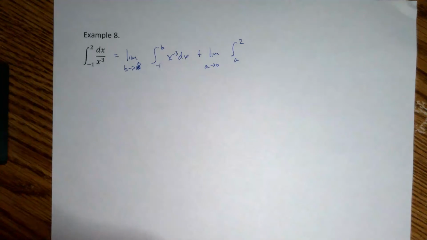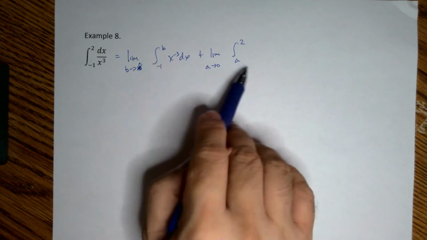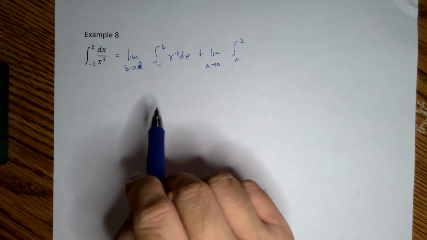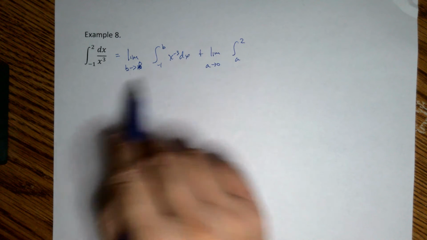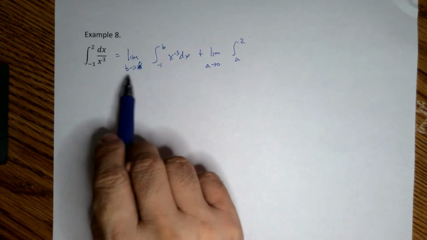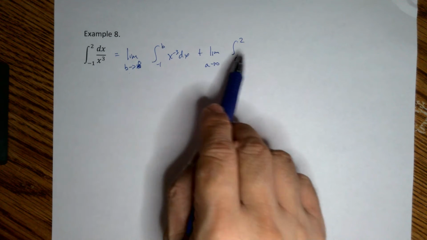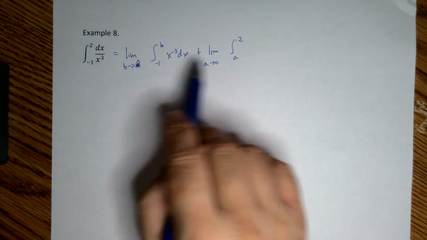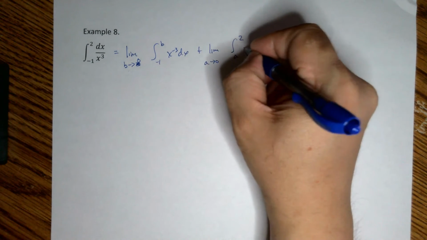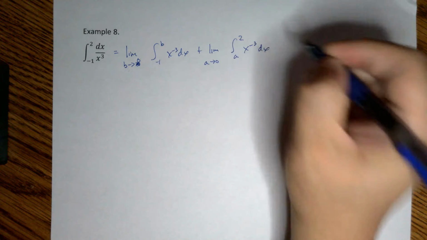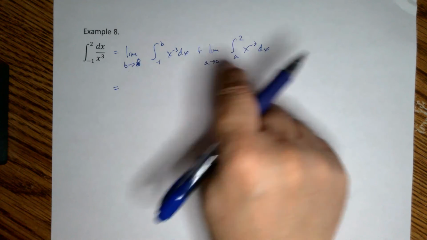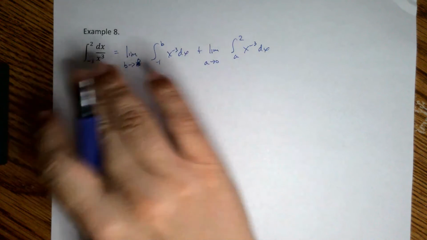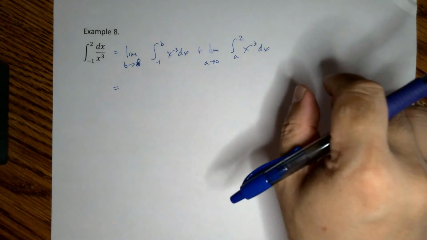I said you could choose whatever letters you want, but you don't want these to be the same. Technically it could be the same, but don't, because you don't want to confuse the idea that taking the limit over here takes care of taking the limit over here. There are two different limits. That's the most important part. So if one of them diverges and the other one doesn't, it doesn't matter. If one of them diverges, the whole thing diverges.